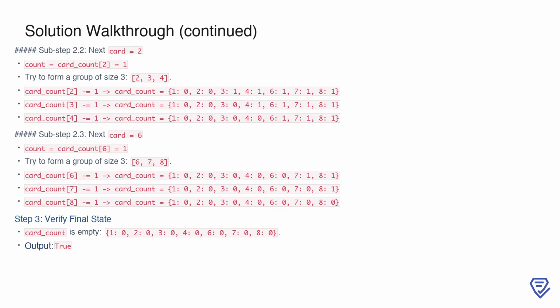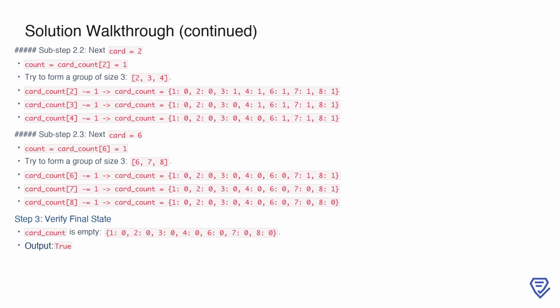The next card is 2, which has a frequency of 1. To form a group starting with 2, we need the cards 2 3 4. Subtracting 1 from the counts of these cards gives us an updated counter, 1:0, 2:0, 3:0, 4:0, 6:1, 7:1, 8:1. This group is successfully formed.